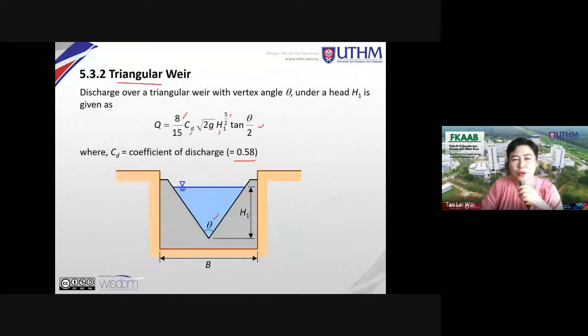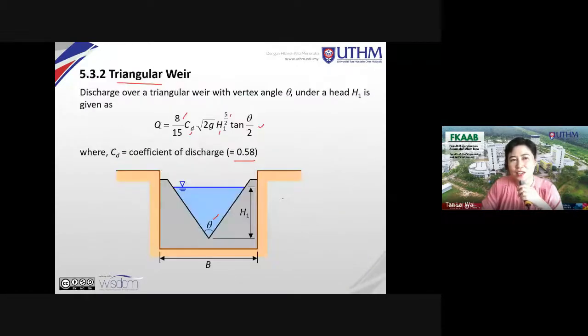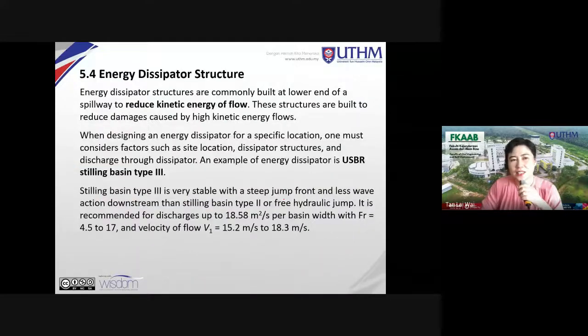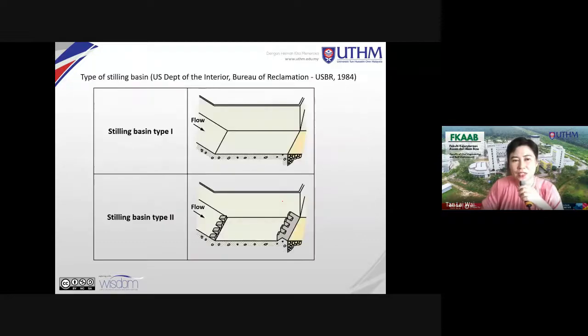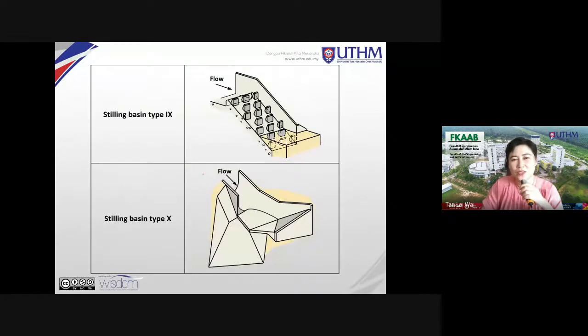We have completed sluice gate, spillway, and also weir. Do you have any question on this? On Wednesday, we are going to look at energy dissipator structure. This is all in the USBR's manual. So we are going to learn how to design the chute blocks, baffle blocks, and also the end sill on Wednesday. You can go through it.